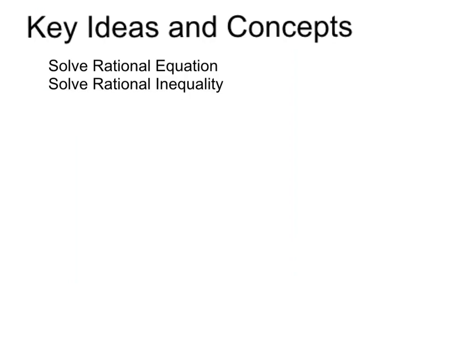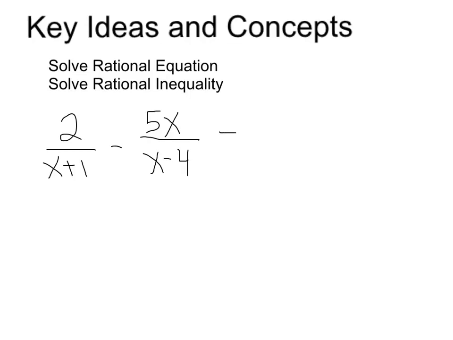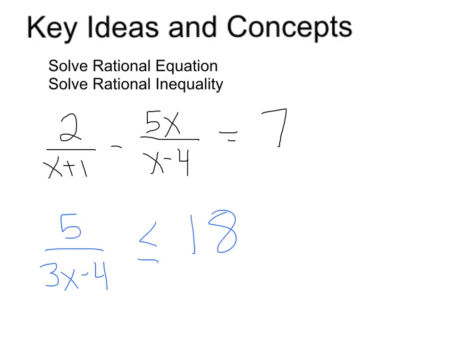Alright, so the key ideas and concepts in this video are solving rational equations, which might be 2 over x plus 1 minus 5x over x minus 4 equals 7. And the second part of the lesson is solving a rational inequality, which would be 5 over 3x minus 4 is less than or equal to 18. I have not tried solving either one of these. I don't know if the answers are clean, so I wouldn't bother trying to solve them unless you want a little challenge.